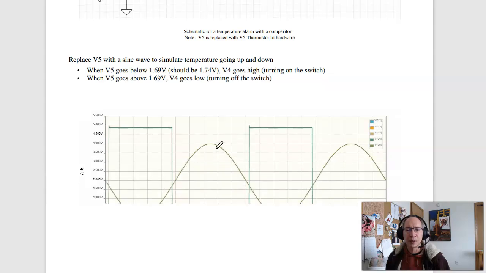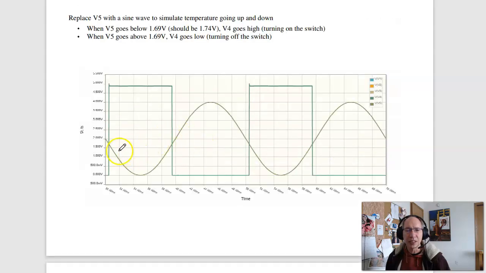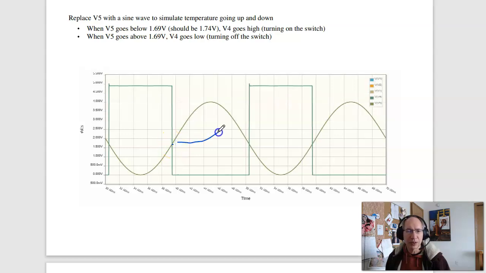If I do a time domain simulation, that's what I see. As the voltage goes up and down, when it goes above 1.69 volts, the output goes off, the transistor's turned off. When it goes below 1.69 volts, the output goes high, the transistor's on.